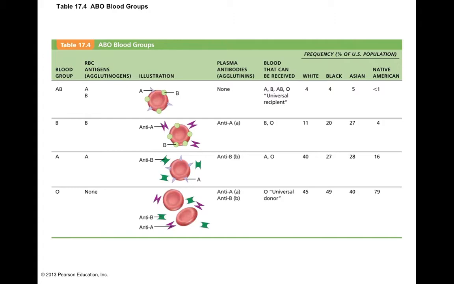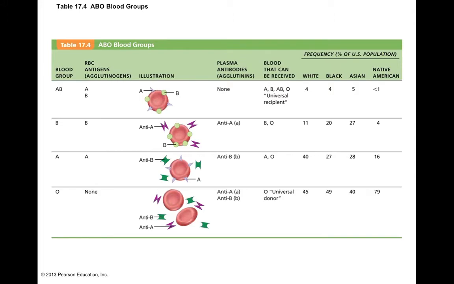So if you have type O blood, could you receive blood from someone who has type A? How about type B? How about type AB? No, exactly. Because all of those have foreign antigens according to your immune system, right? And so who could you receive blood from then if you're type O? Other O's. Very good.